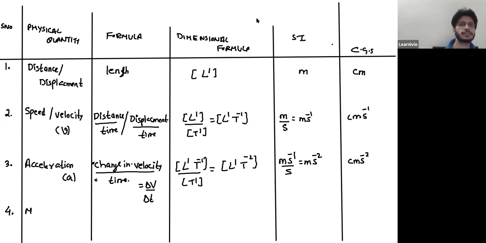Now, after acceleration, the next quantity is momentum. We represent momentum with P. Momentum is simply the product of mass and velocity. Amda, what is the dimensional formula of momentum?